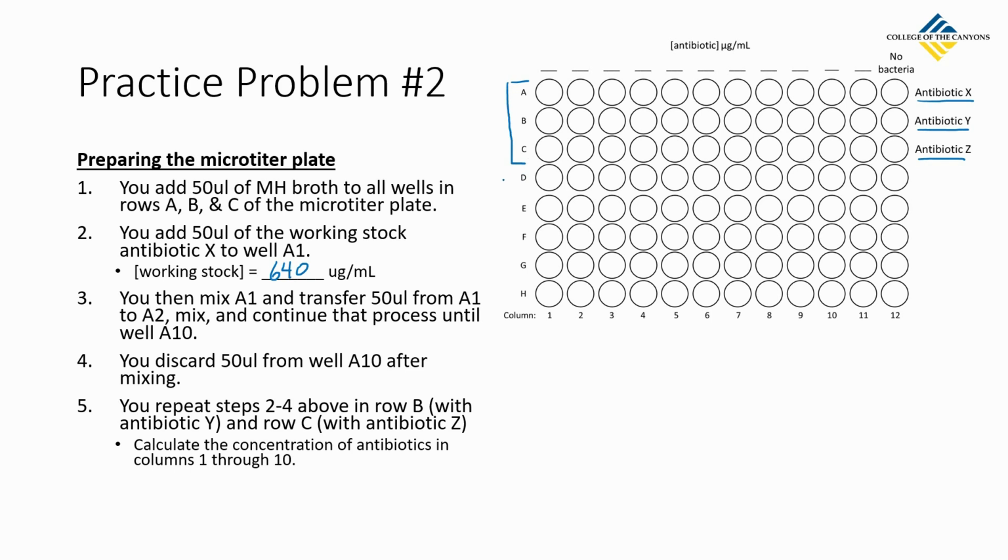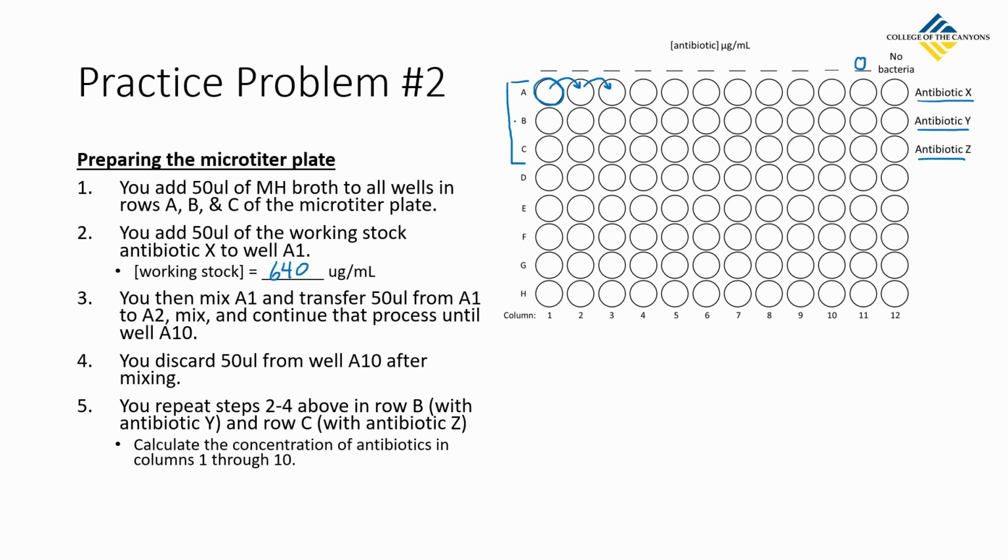Then we add 50 microliters of working stock antibiotic X to well A1. So this well right here, 50 microliters. And then we're going to mix and then transfer 50 microliters to well A2, mix, and then 50 microliters to well A3, mix, and so on and so forth until we get down through A10. We are not going to put any antibiotic in the wells in column 11, so I'm just going to go ahead and write a 0 there.